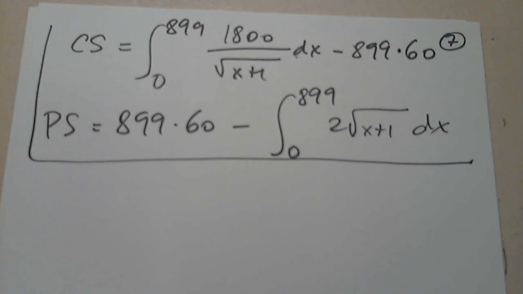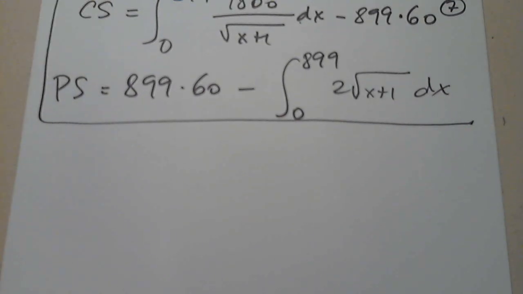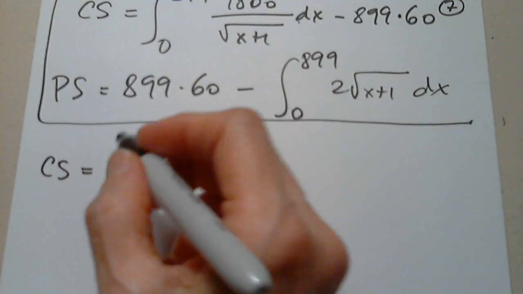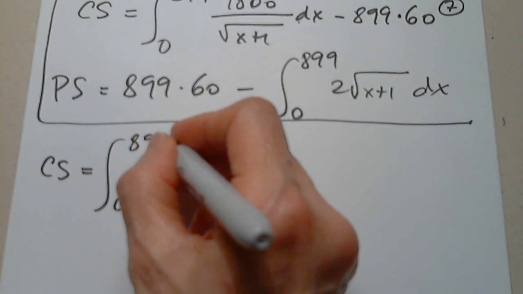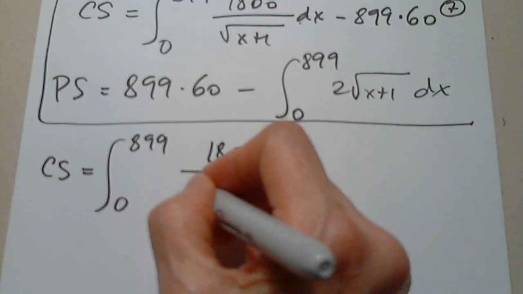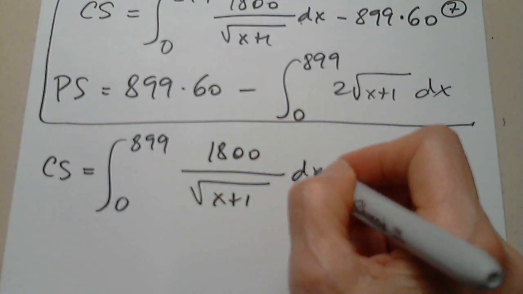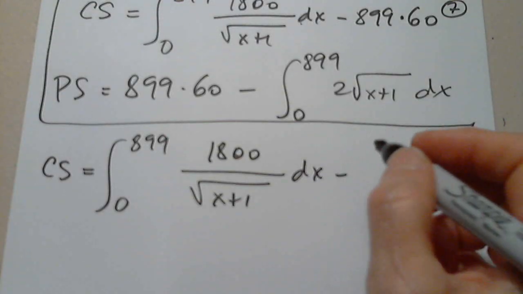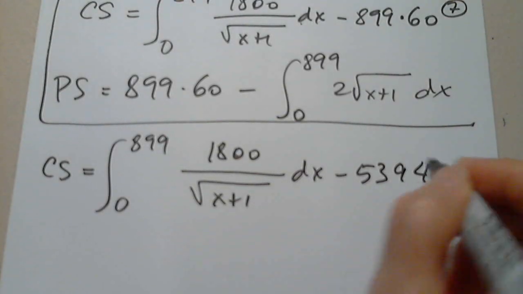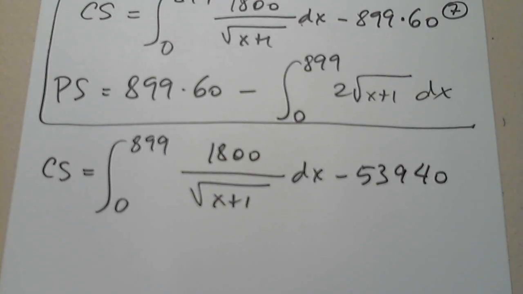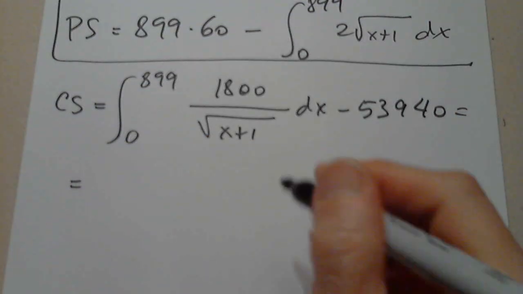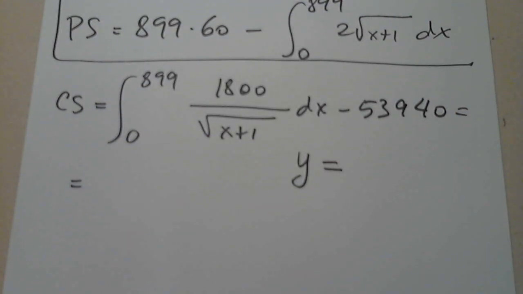Good, so now let's take them aside and calculate the areas. I mean the integrals. So the consumer surplus, I'm going to write it again. And how much is 899 times 60? I got 53940. 53940. Okay, good. So let's look at the integral. Any suggestions? Let y be, and then dy.